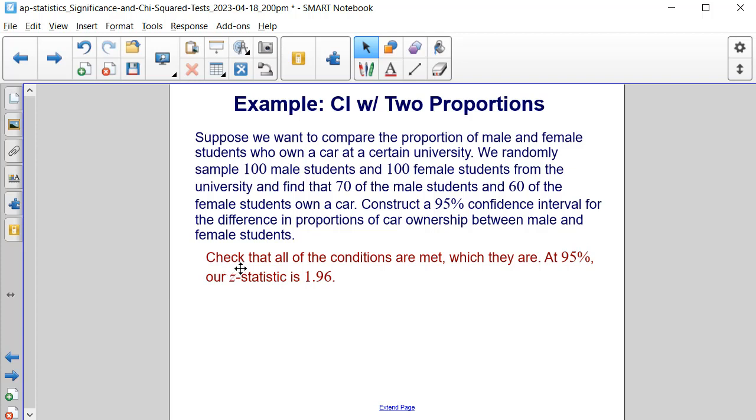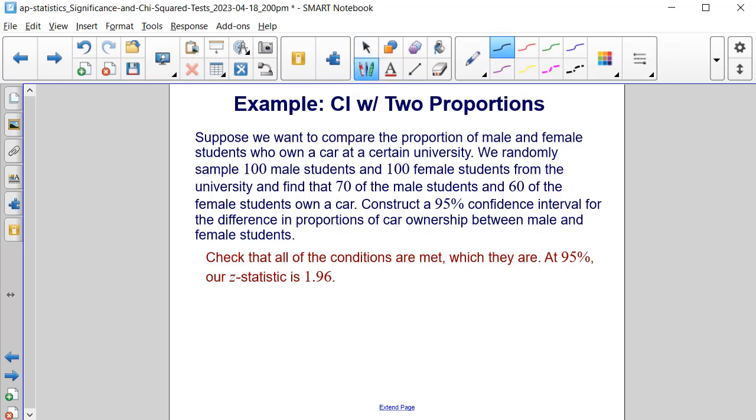The first thing that we need to check is that all of the conditions are met, which they are. And we can prove this because we have a sample of 100 male and female students from the university. Those are good quality, simple random samples. And then for the 10% condition, the population needs to be at least 10 times the size of the sample. So there's definitely more than 1,000 male students within that university, and there's also more than 1,000 female students at the university. And now let's look at the large counts.